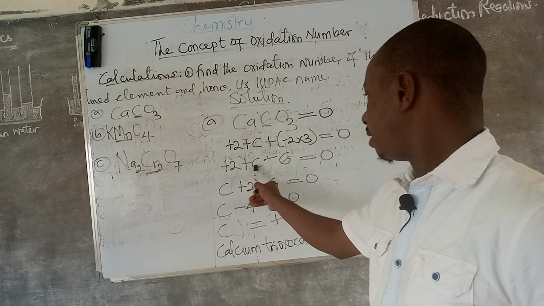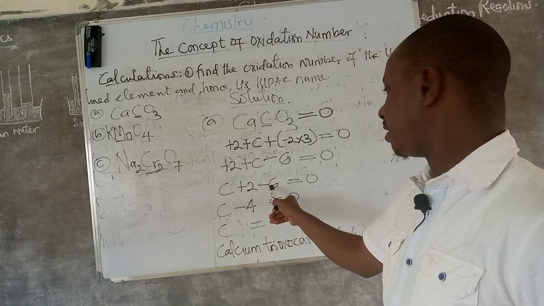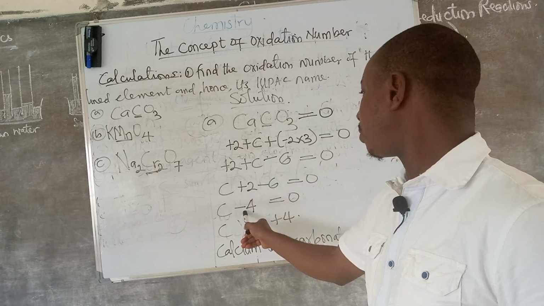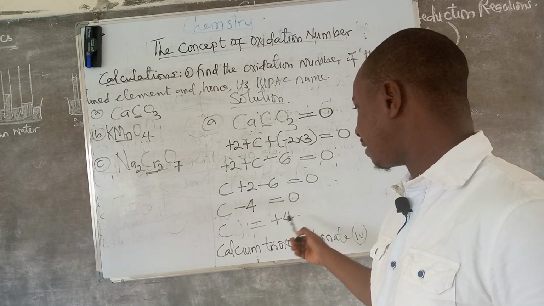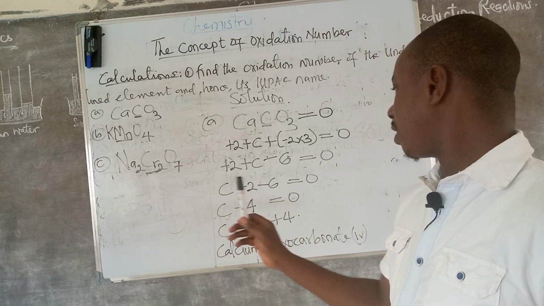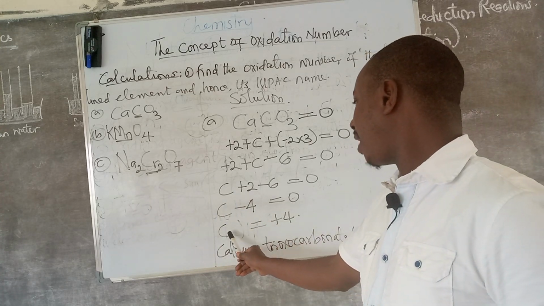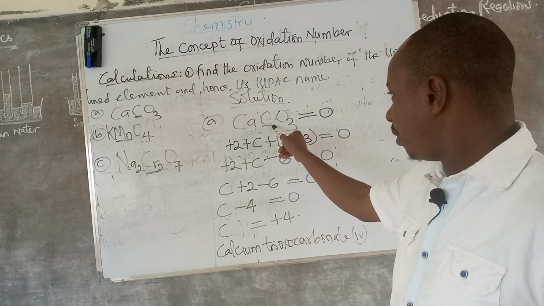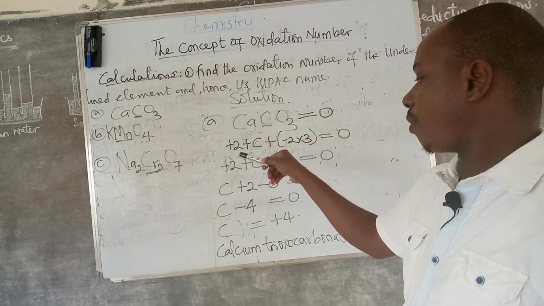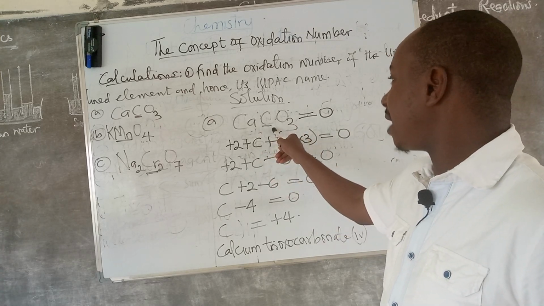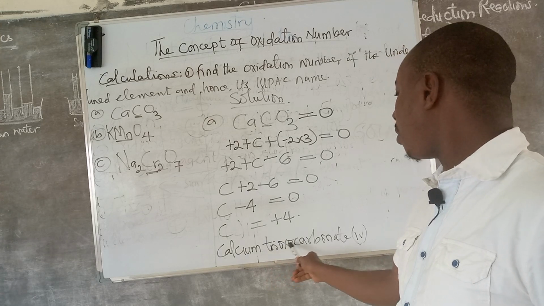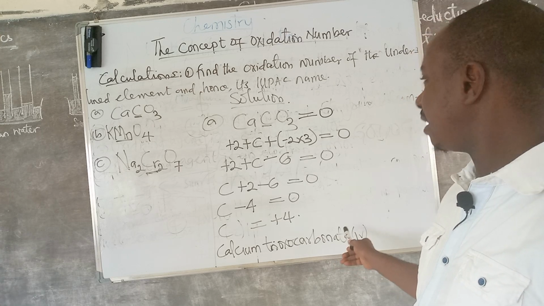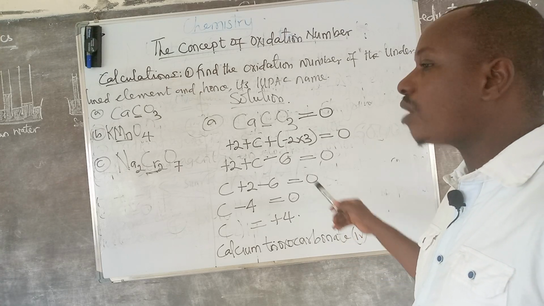Collect like terms. C comes here, +2 minus 6, equal to 0. So +2 minus 6 is -4. When you collect like terms, C will go one side, the numbers will go one side. You now have C equal to +4, which means the oxidation number of carbon in this compound is +4. And that is why the name of this compound as a whole is calcium triosocarbonate 4. All these numbers at the end don't come by coincidence. They come about as a result of the oxidation number.